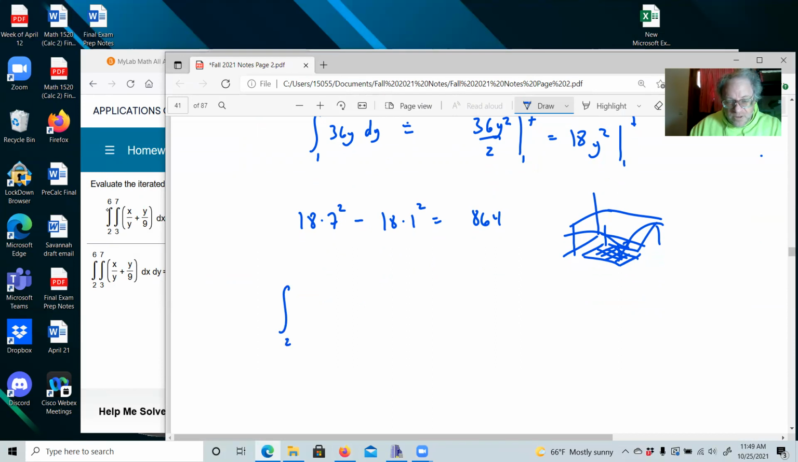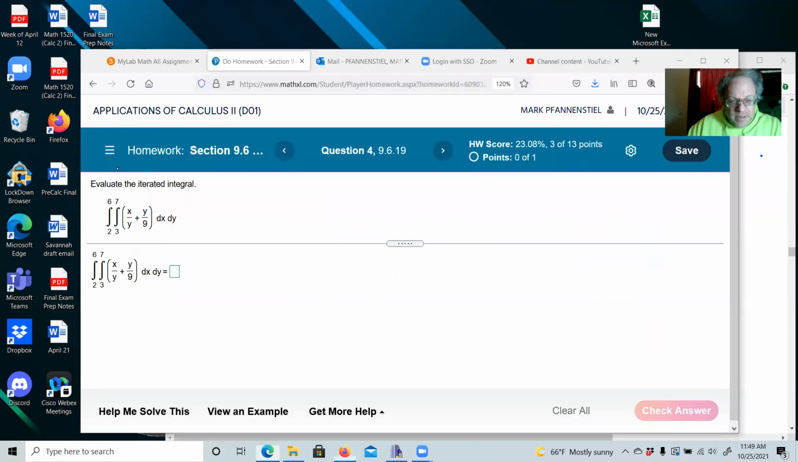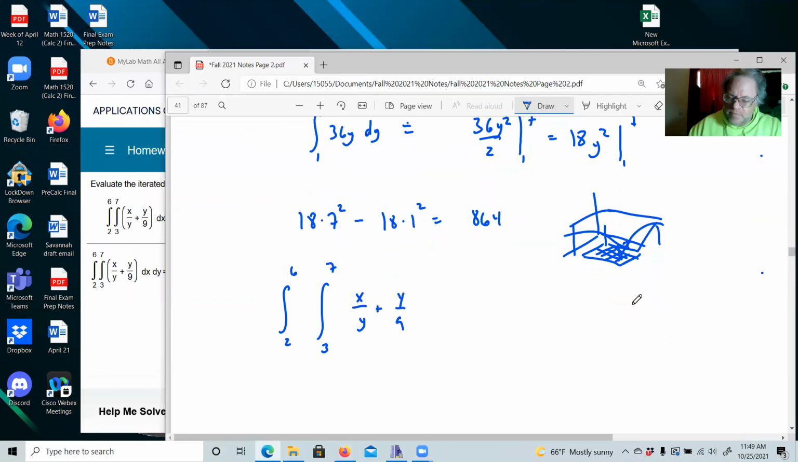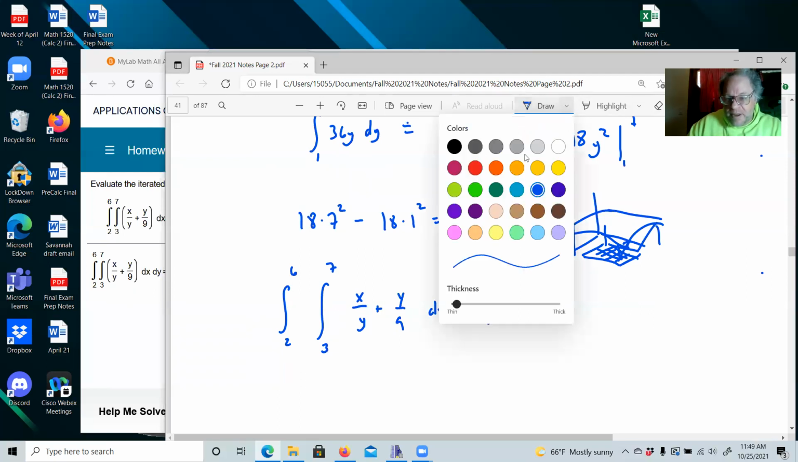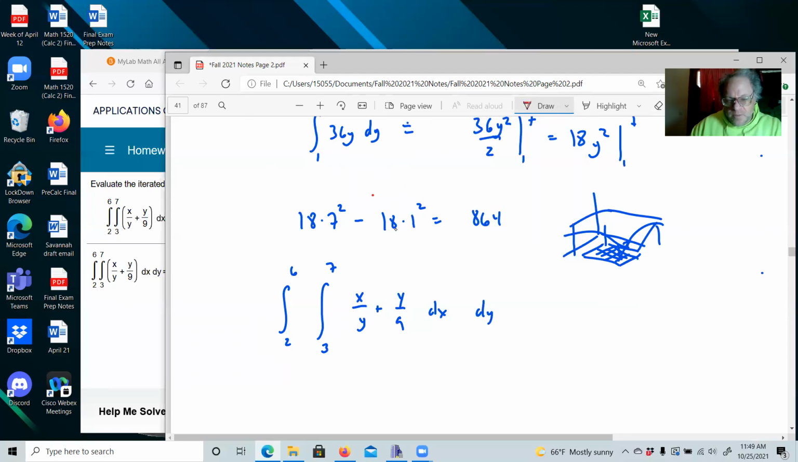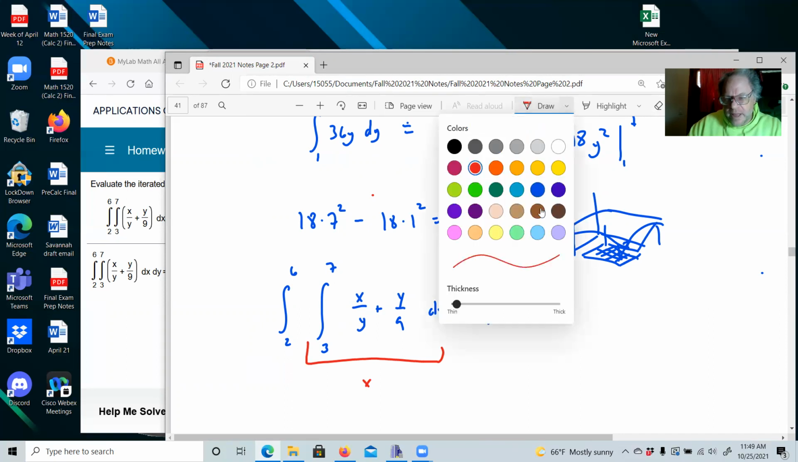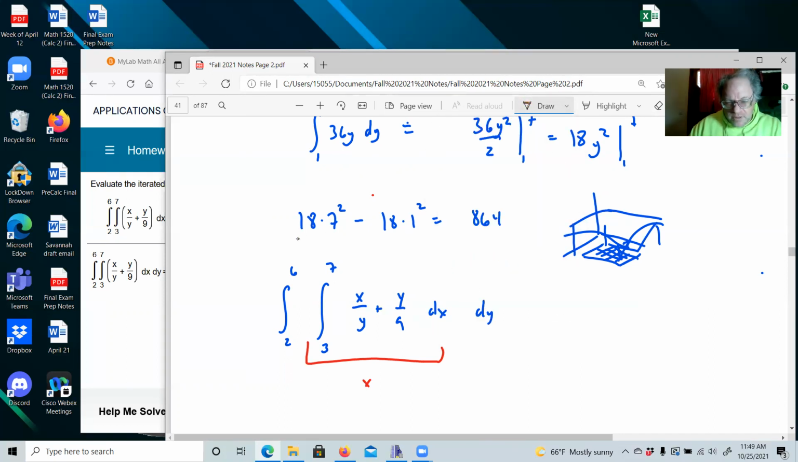Okay, so this is 2 to 6. This is 3 to 7. We have x over y plus y over 9. They don't even care for us to do that. It's dx, dy, so remember that, the dx, dy bit. This part fits with our x's, and this part fits with our y's.